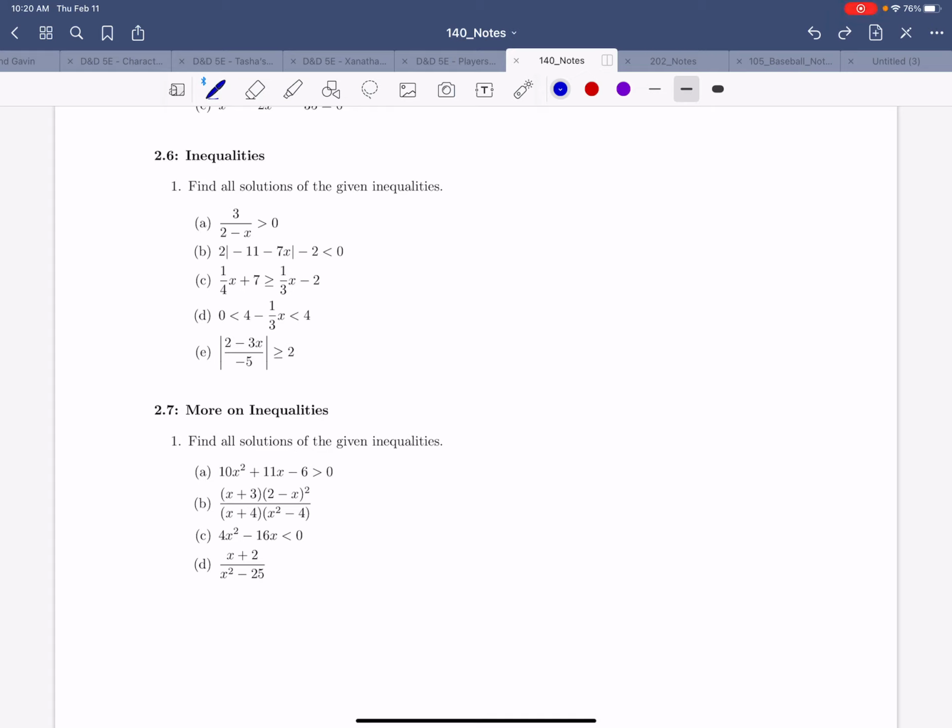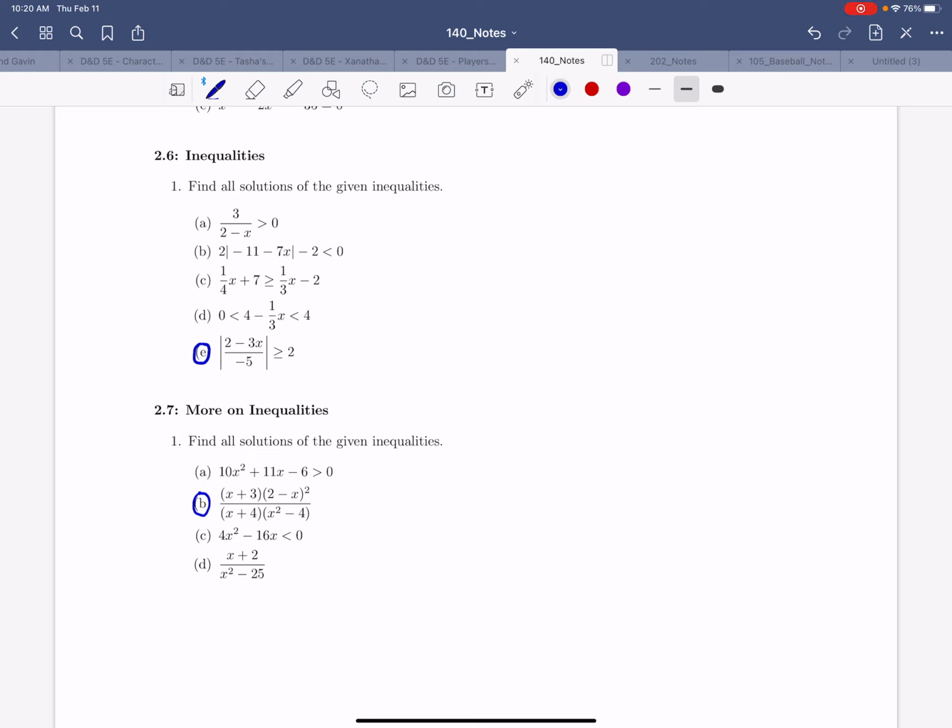Hey y'all, we're going to work on a couple of inequality problems in preparation for exam 1. We're going to look at 2.6, 1E, and 2.7, 1B. Let's look at 1E first.